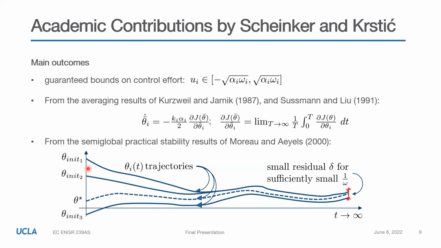And then the authors prove that for an arbitrarily large set of initial conditions, the trajectories theta, which also just so happen to be a function of t, of the system theta dot converge uniformly. So these trajectories eventually, as t goes to infinity, converge uniformly to an arbitrarily small residual of delta, and this is set around theta star. This occurs when J has a unique global extremum and when 1 over omega is sufficiently small.